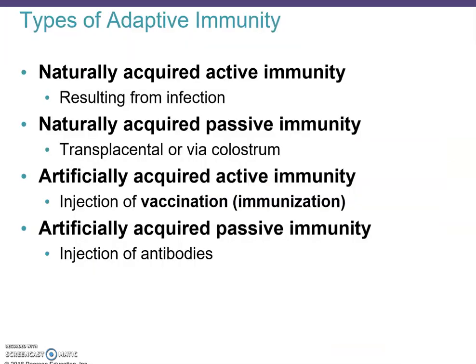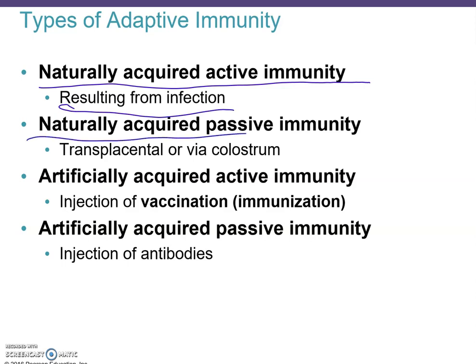Now let's review the types of adaptive immunity. So you have 4 types here. Naturally acquired active immunity, as in resulting from an infection. So you got sick and then you eventually learned how to make the right antibody. Naturally acquired passive immunity, that will be across the placenta or via colostrum for newborns as they are drinking mother's milk, or even before they were born, transplacental.